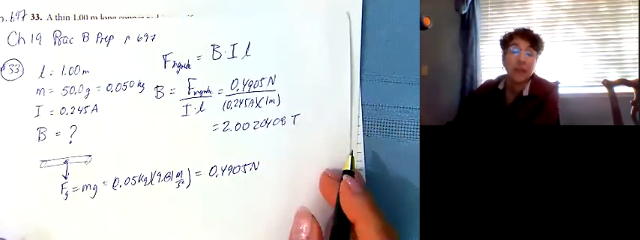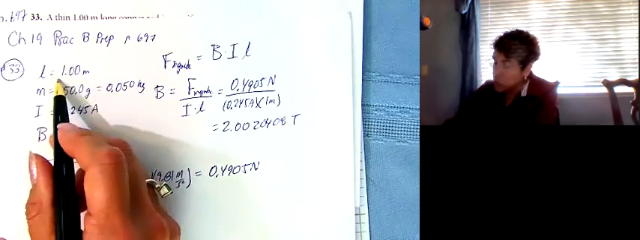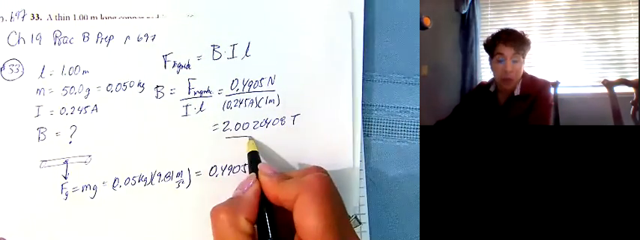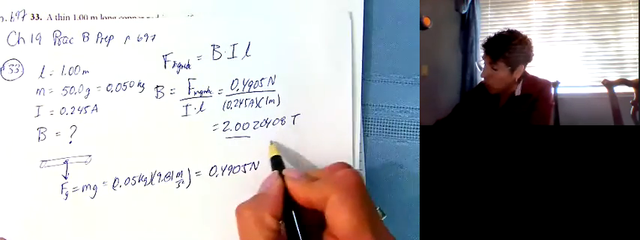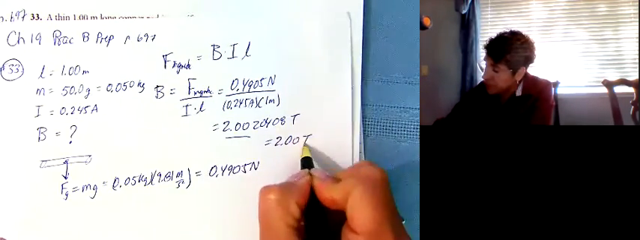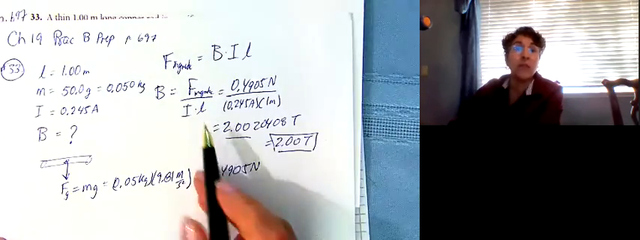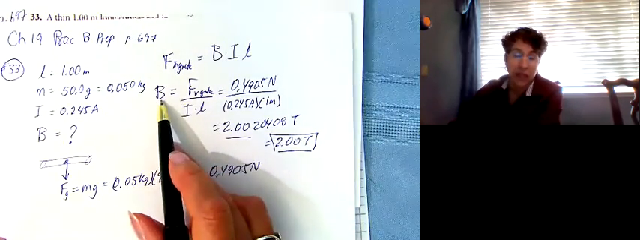So I do need to look at my significant figures. There's 3 here, 3 here, 3 here. So I'm going to go with 3. So I'm going to have exactly 2.00 Tesla. So that's going to be the strength of the magnetic field.